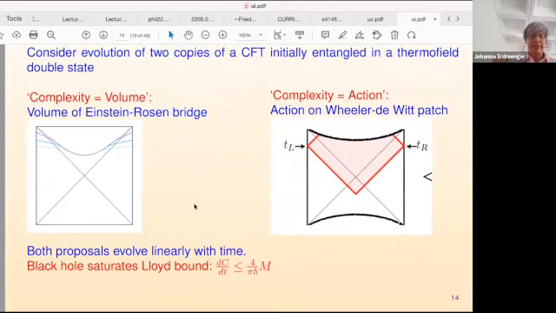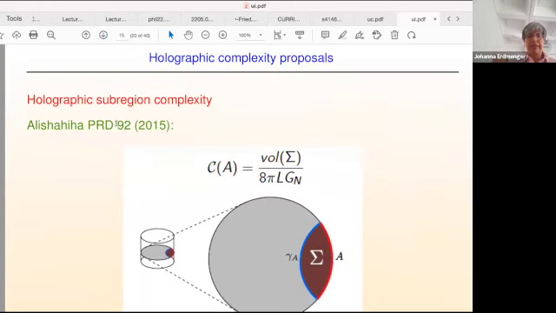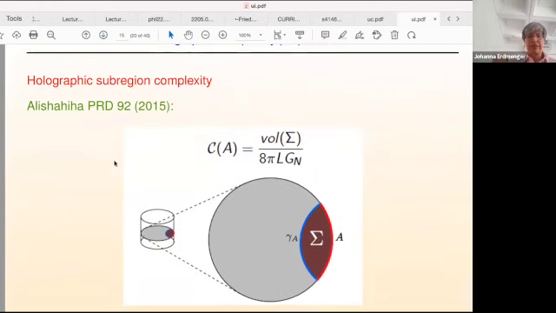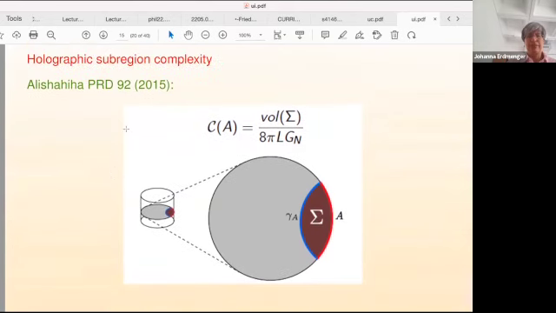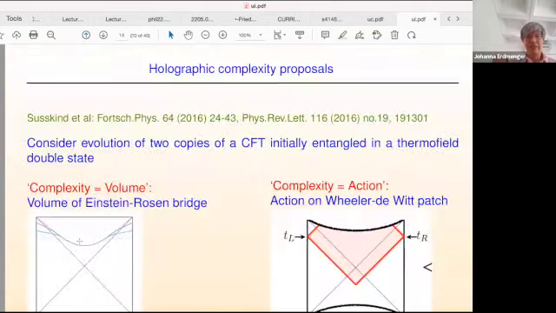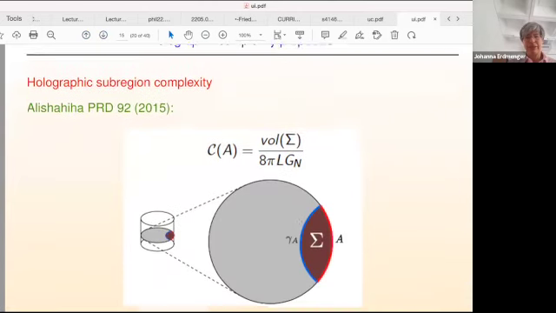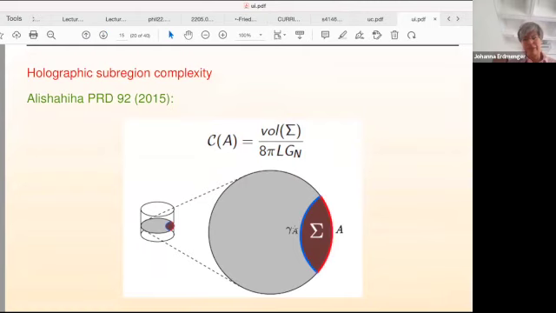I was also involved in some work trying to make sense of this proposal and put more evidence that this is actually true. Let me very briefly, at the end, flash some work that we did. We looked at the so-called subregion complexity, which is a combination of the entanglement entropy and this complexity. Instead of looking at some very general volume as given here, we looked at the volume underneath a particular Ryu-Takayanagi surface.